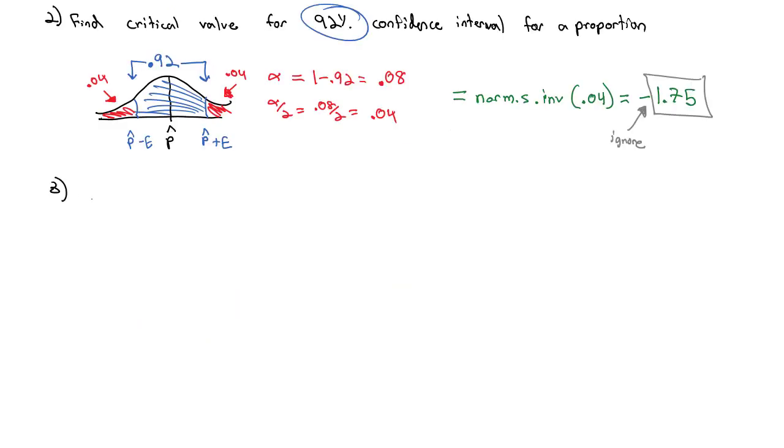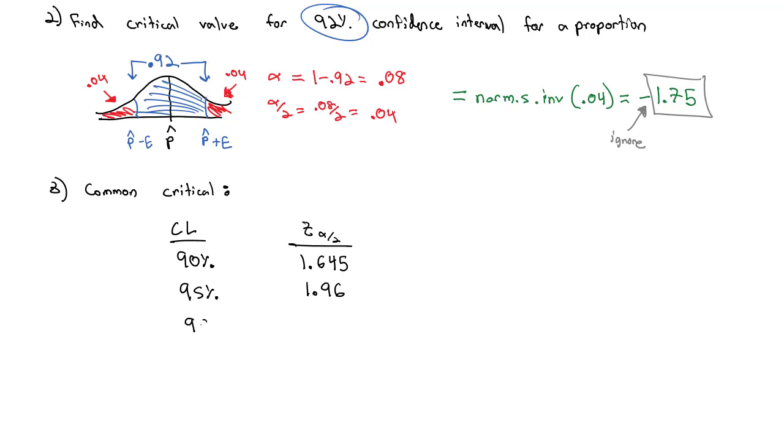However, there are some critical values that are very common in statistics. And so we might want to just list out some common critical values that we can just look up in a chart. So if I want a confidence level of 90%, that's one of the most common confidence levels. The critical value, which we show as z alpha over 2, for 90% comes out to be about 1.645. If I want a confidence level of 95%, the critical value there is going to be about 1.96. And the other common confidence level we'll see is a 99% confidence level, which has a critical value of 2.576.